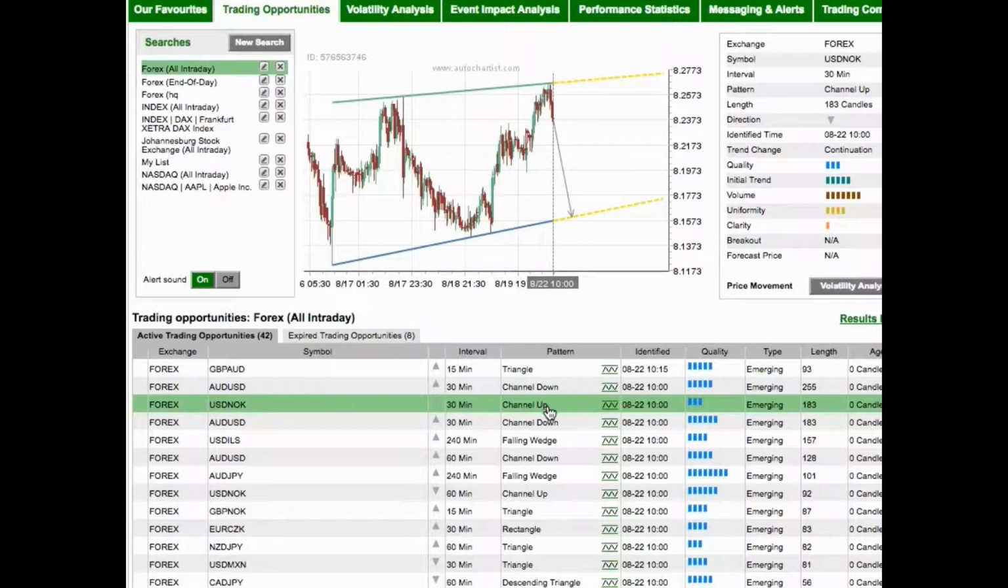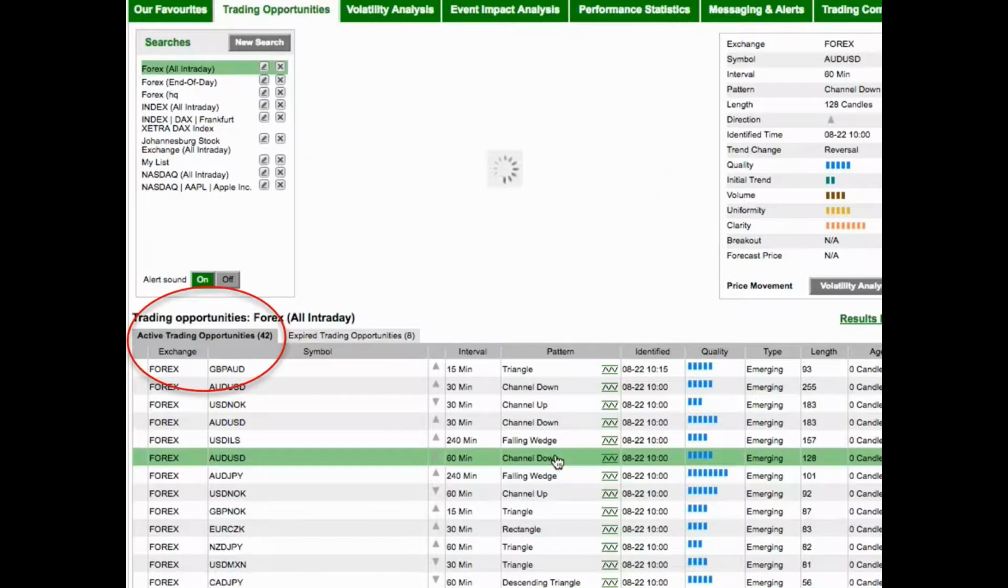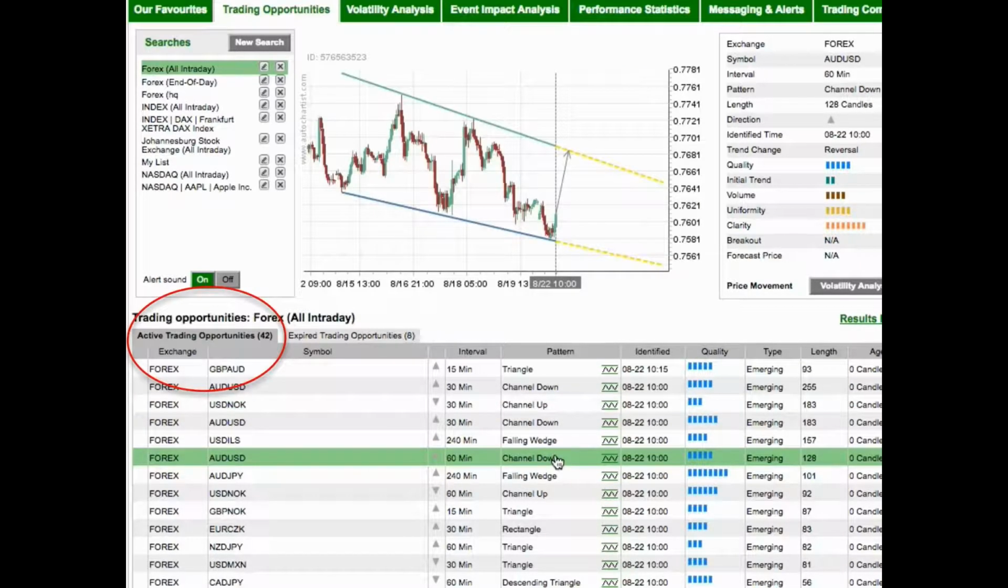Another thing to take note of is that whenever you find an emerging pattern here in the Active Trading Opportunities section, you can assume it is still tradable. That's the purpose of this tab.